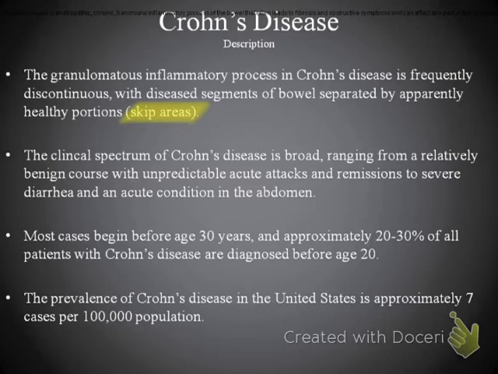Most cases begin before age 30, and approximately 20 to 30% of all patients with Crohn's disease are diagnosed before the age of 20. So it starts with an early diagnosis and an early onset. The prevalence of Crohn's disease in the United States is approximately 7 cases per 100,000 people, so Crohn's disease is not quite as prominent as some of the other things that we've looked at. However, it does still have its prevalence among people in the United States.